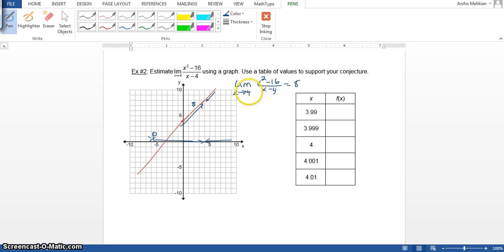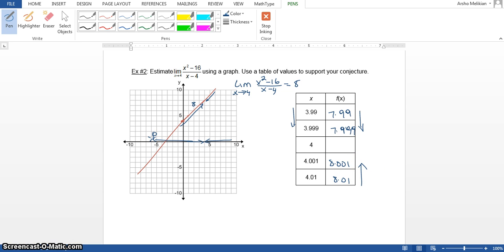Let's verify this using a table of values. When you plug in 3.99 into the trace mode, you get a value of 7.99. 3.999, closer to 4, gives you 7.999. So obviously, as I approach 4, I'm approaching 8 on this end. On this end, 4.01 gives me 8.01. 4.001 gives me 8.001. Again, I'm approaching 8 on that end as well. Okay, so I've just confirmed it.